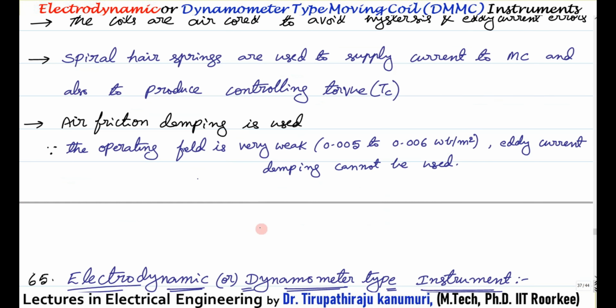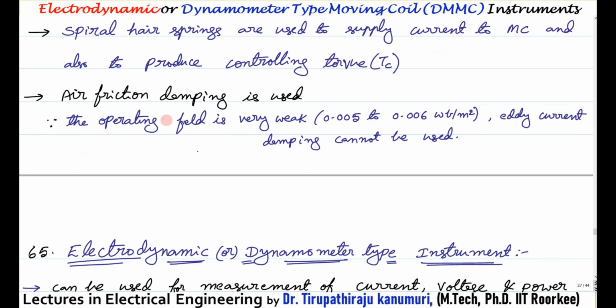Helical springs we have already discussed. Coming to the damping, here air friction damping is used. We are not going to use eddy current damping. The reason is, in order to produce eddy current damping, we need a permanent magnet. If you place a permanent magnet, the disadvantage of this type of instrument is similar to the moving iron instrument. Here the operating field is very weak because the field is produced by two coils carrying current, and as we should not apply a loading effect on the circuit, the amount of power that can be consumed by the instrument is minimum.